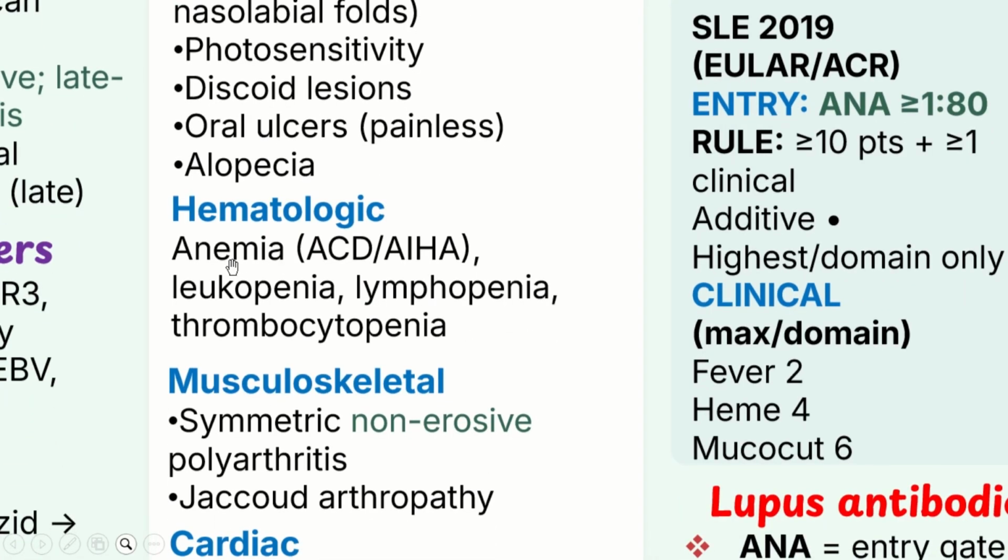When we look at the hematologics, most of the time people with lupus are going to have an anemia, and it can be an anemia of chronic disease, or it can be an autoimmune hemolytic anemia. Remember we have an autoimmune disease, so the immune system may recognize red blood cells and affect them. Because of the chronic inflammation, we have a production of hepcidin and things like that, so we have decreased production of red blood cells as an anemia of chronic disease. Then we can have leukopenia, lymphopenia, and thrombocytopenia.